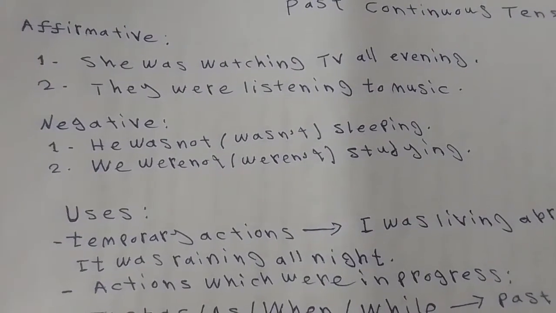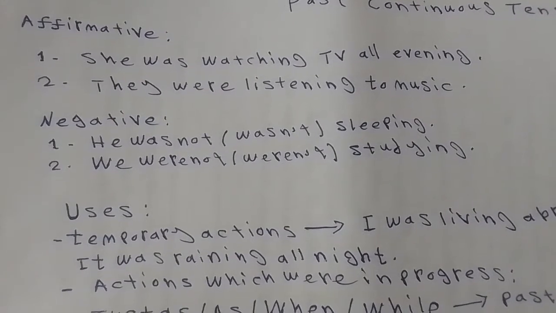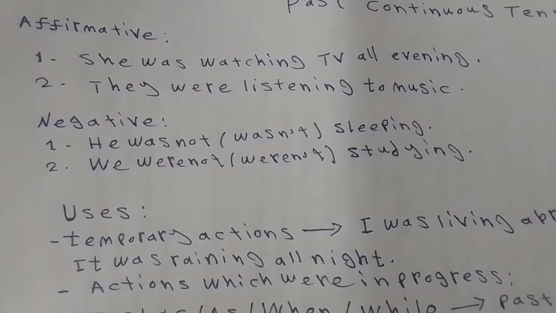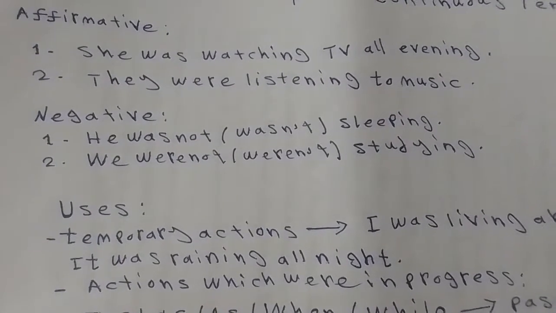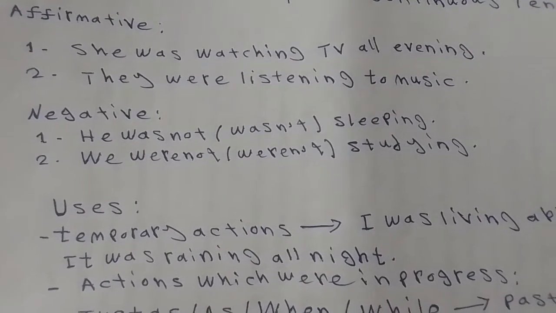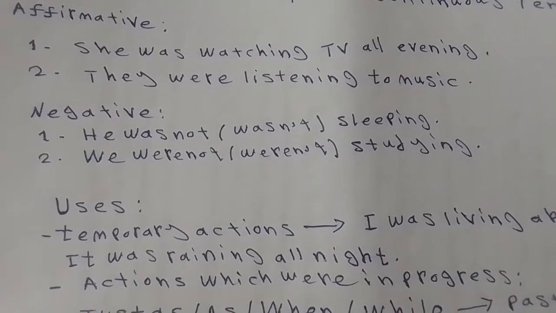So with a singular subject, we use was plus the verb plus ing. And with a plural subject, we use were plus a verb plus ing.